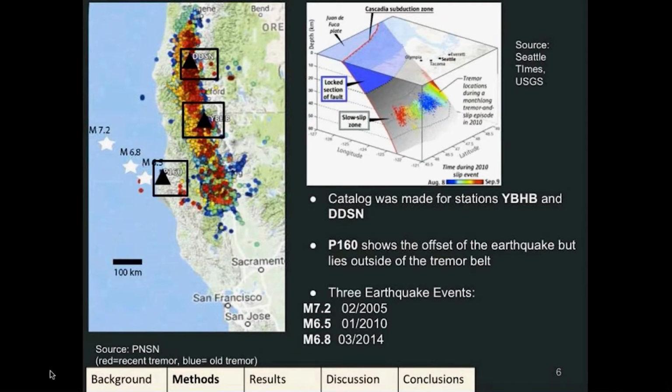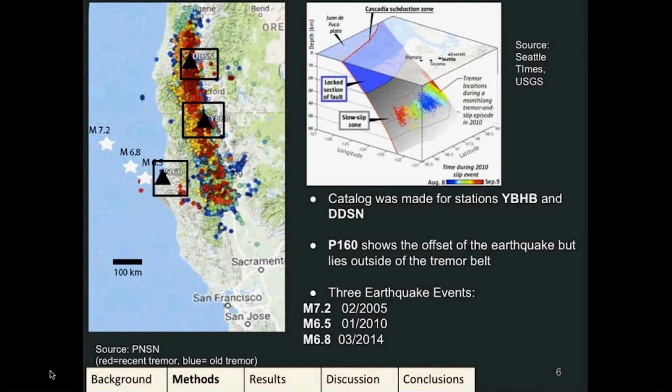Okay. So for my study, I looked at 3 stations in the Southern Cascadia subduction zone. I chose stations YBHB and DDSN, which are in 2 different places in the tremor belt. I included a 3D cross-section just to give you an idea of where we're at. One of them is in Northern California, and the other one is in Southern Oregon.